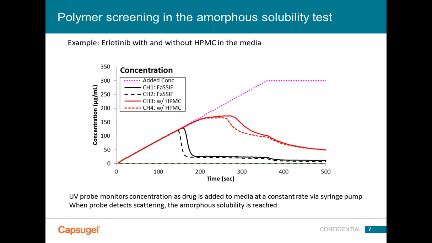In this example, we have Erlotinib, and that's one of our model compounds that we'll be talking about. The black curves here are the amorphous solubility test curve in simulated intestinal media, and the red curves are the same drug in the same media with the inclusion of a small amount of a sustaining polymer, HPMC, added to the mix. And you can see from this plot that the HPMC channel sustained for quite a bit longer than the ones without it. So before doing any kind of formulation work, we already know that HPMC is a good polymer to use for Erlotinib if we are interested in delaying crystallization.